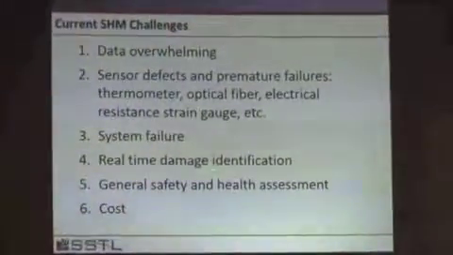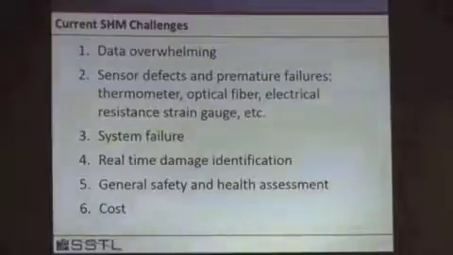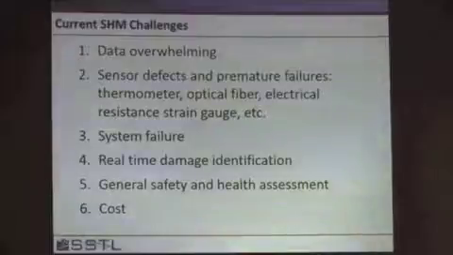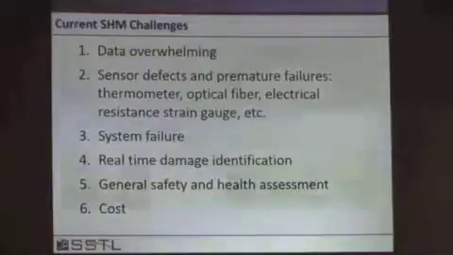We still don't know how to really effectively use or conduct real-time damage assessment. I'll show you some of the algorithms that we've developed today, but this is an open issue, and it depends on the type of structure that you're interested in. General safety and health assessment, in addition to damage identification, and then the overall cost of the system.